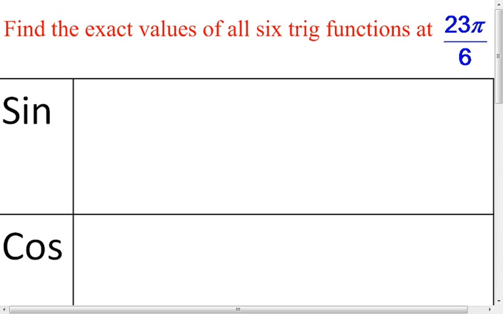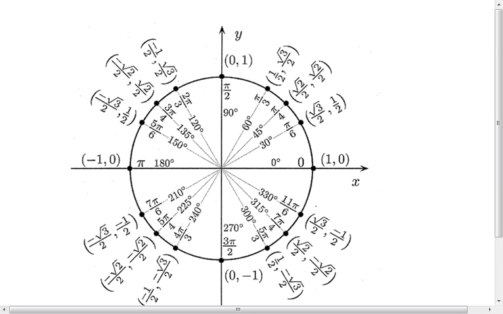Let's look at the exact values of all 6 trig functions at 23 pi over 6. So again, the first part is to figure out where you are. 23 pi over 6 is the same as 3 and 5/6 pi. So if I follow this, there's 1 pi, 2 pi, 3 pi, and then another 5/6 of a pi would put me right here, down here. What I want to think about then is making myself a handy-dandy little triangle. My angle that I'm talking about is right in here.